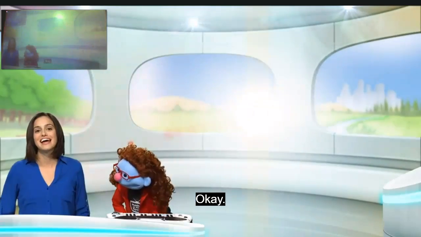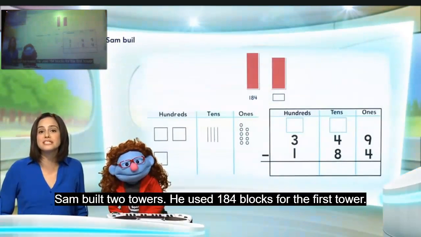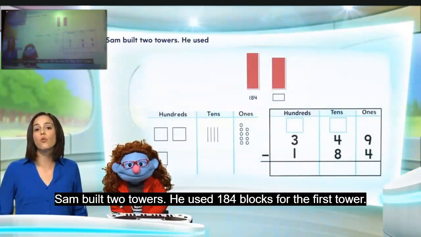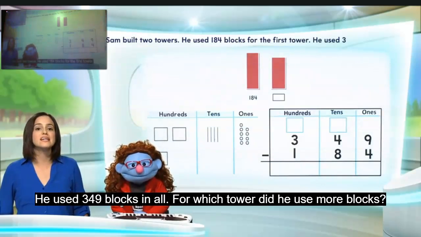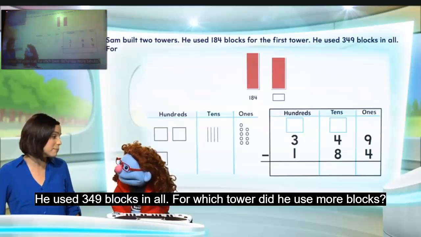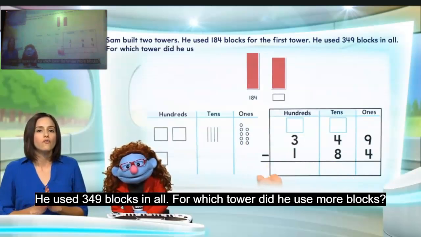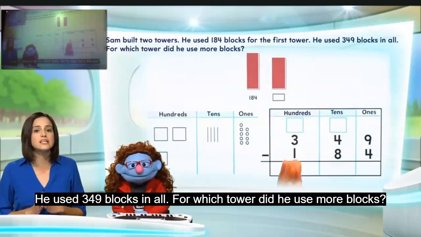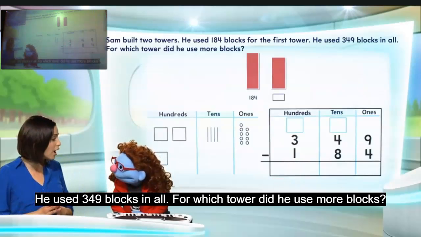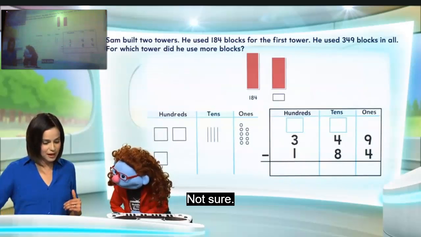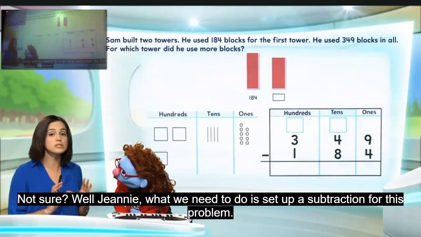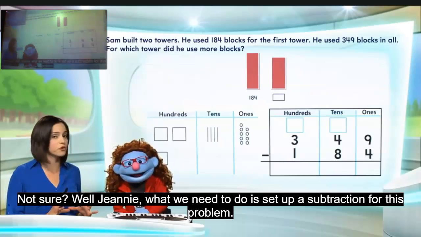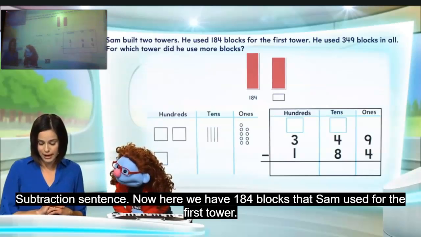Okay. Sam built 2 towers. He used 184 blocks for the first tower. He used 349 blocks in all. For which tower did he use more blocks? Not sure. Well, Jeannie, what we need to do is set up a subtraction sentence for this problem.